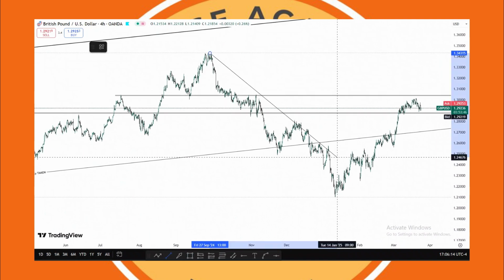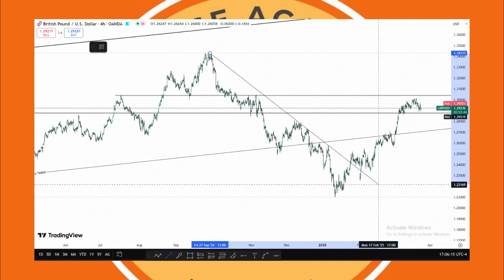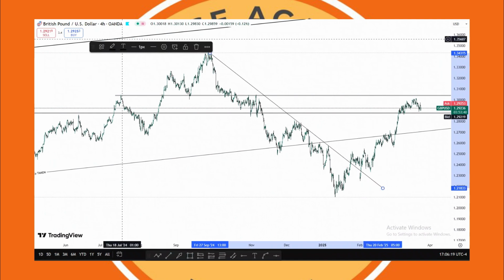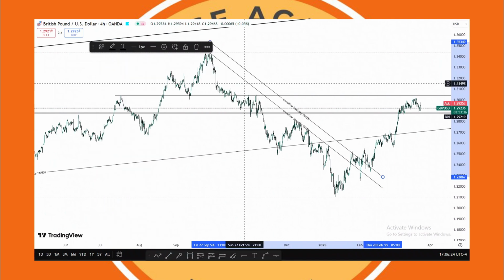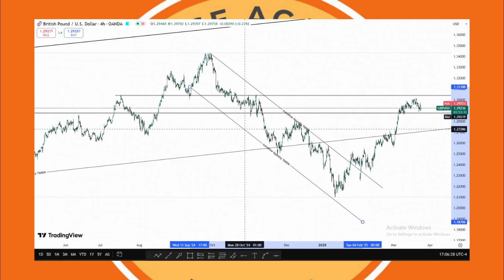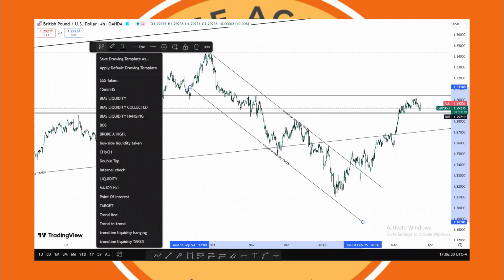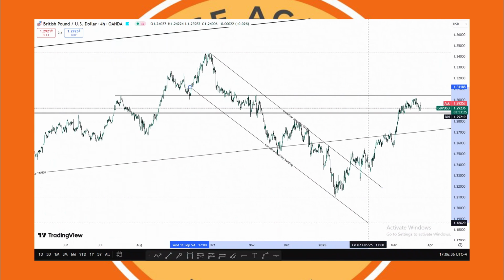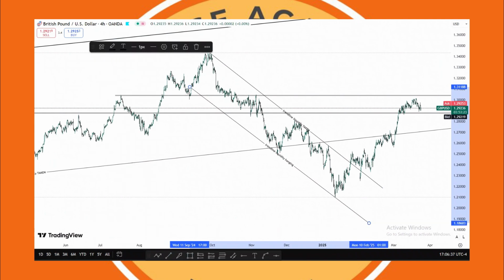Is this a trend? Okay, you can see trend line liquidity. Trend line liquidity taken. Let me try clone that and see if the same thing was happening. So this was a proper trend, right? So this one is hanging, which I don't think it will ever be used.